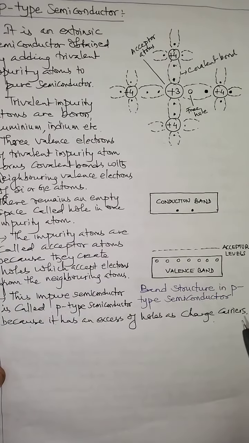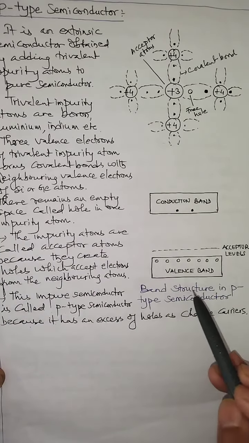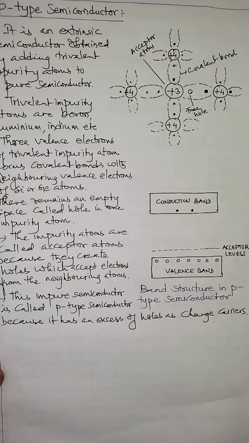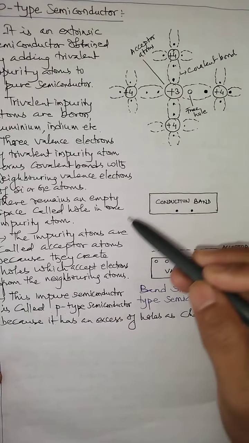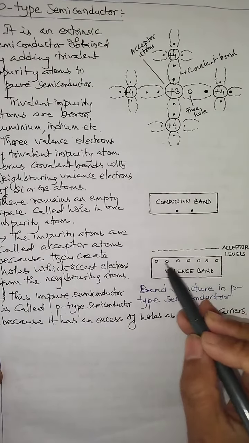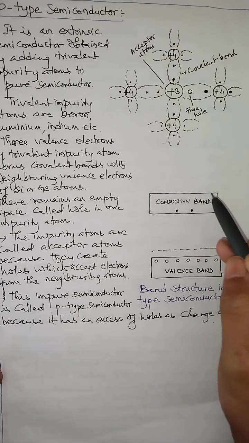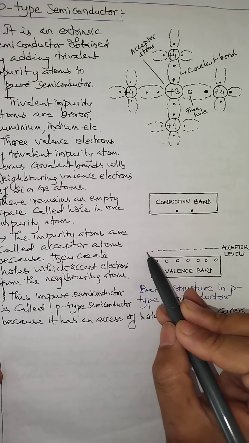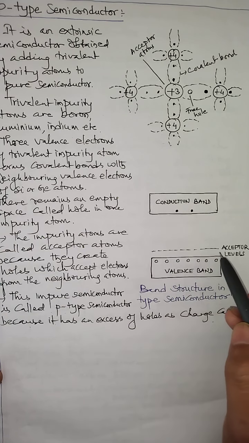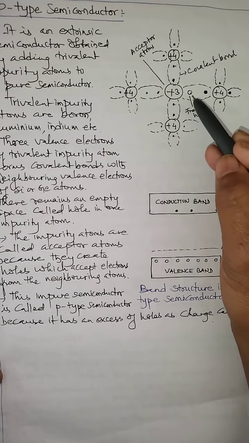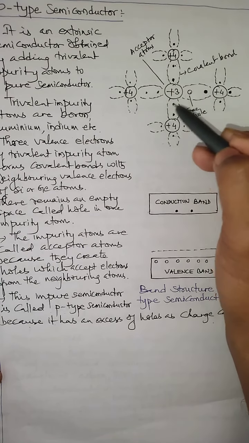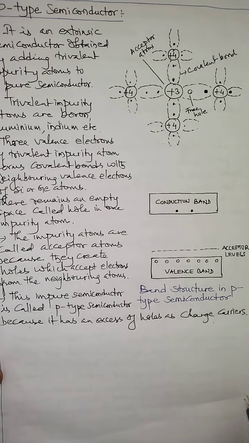Now we will discuss in detail the band structure of the P-type semiconductor, also called the energy band diagram of the P-type semiconductor. In this band diagram we have two bands, the valence band and the conduction band. But other than these, there will be an energy level, which occurs due to the free holes created by the addition of the trivalent impurity atom.